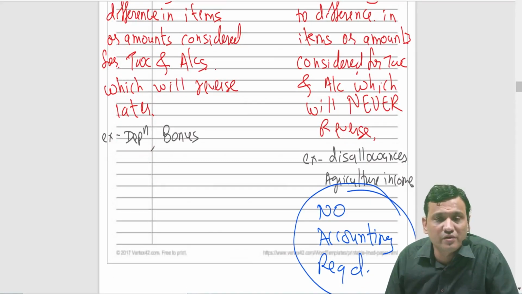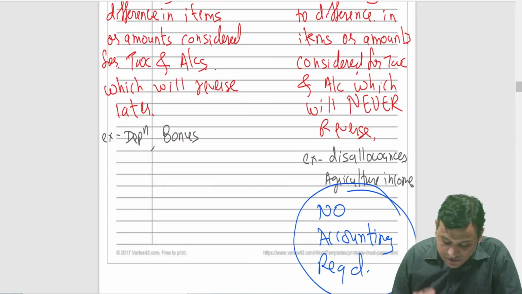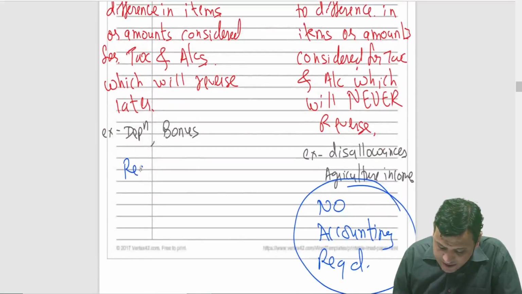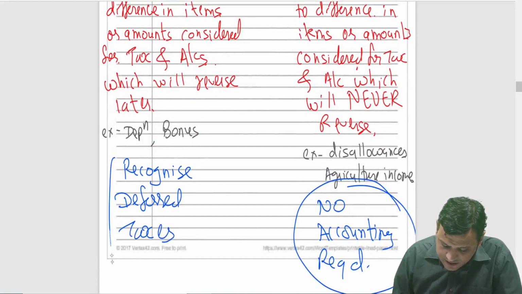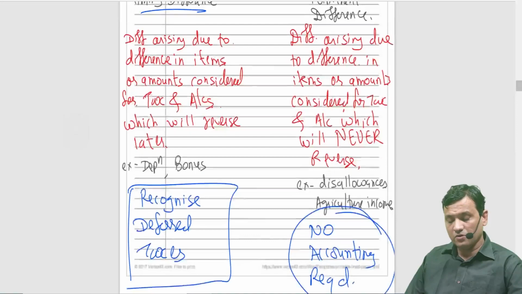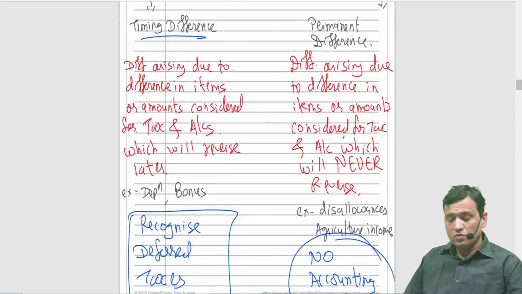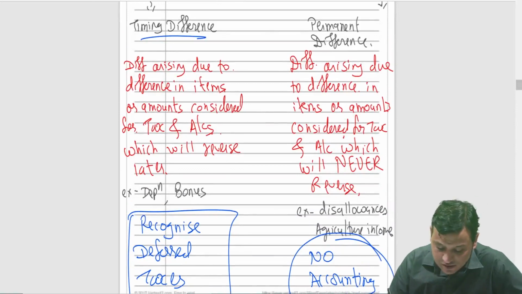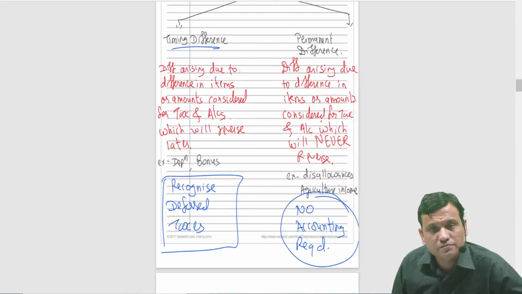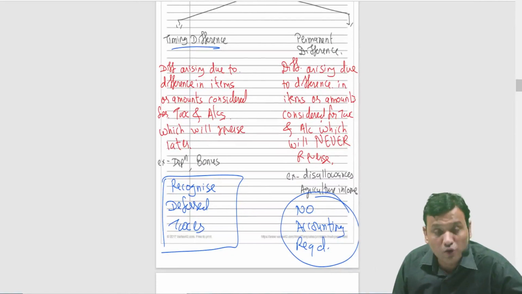Just ignore permanent differences. But as far as timing differences are concerned, we recognize deferred taxes, which means accounting is done. Okay, so now, what is the impact of this timing difference? Permanent difference is always ignored. For timing difference, accounting is to be done.